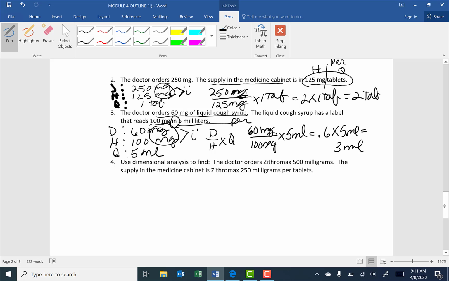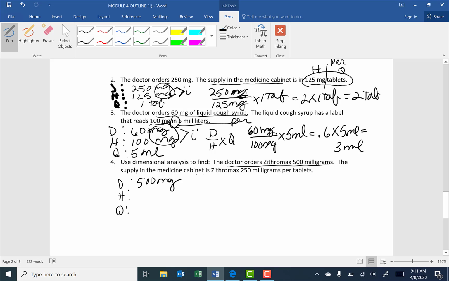4. Use dimensional analysis to find the doctor orders. So we have doctor orders. Read your sentence, because a lot of times what the book will do, or any of your problems might do, they throw in the supply on hand first and then it catches you all the time. You list it as the doctor ordered. Be careful. Make sure D is what the doctor ordered. So we have D, H, and Q. D is 500 milligrams. These are so fun.